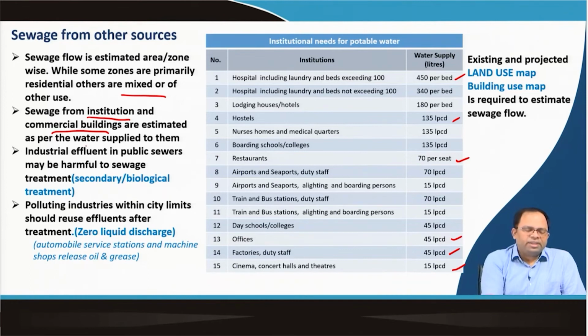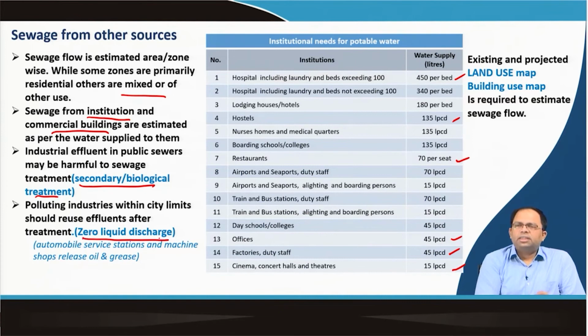But if we directly allow this industry to put the discharge into the sewerage pipelines, it may actually affect the biological or the secondary treatment that we adopt in these sewage treatment plants. So, usually we do not allow them. Polluting industries within the city limits should reuse effluents after treatment. So, they are not even allowed to release their effluent.